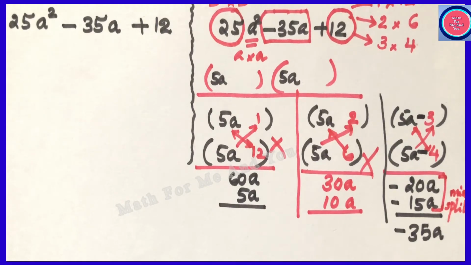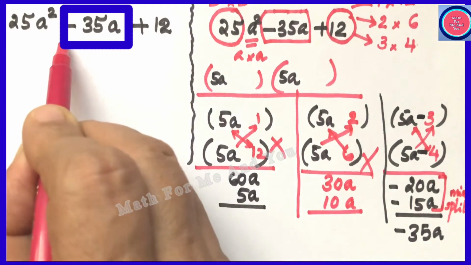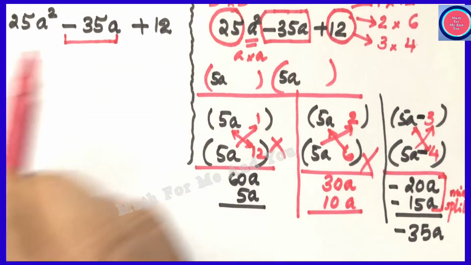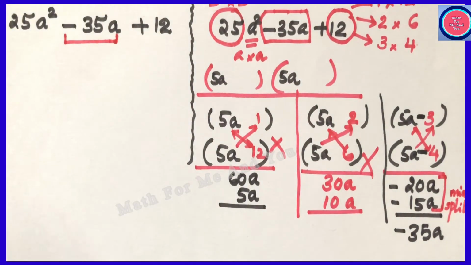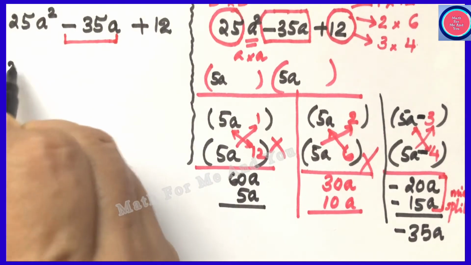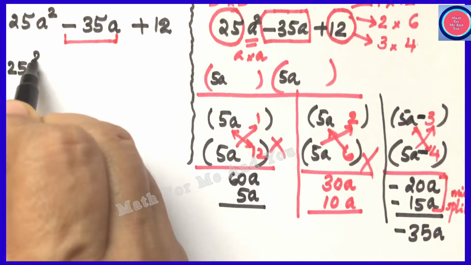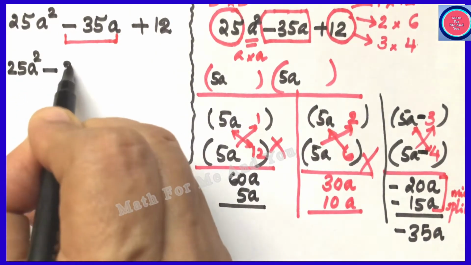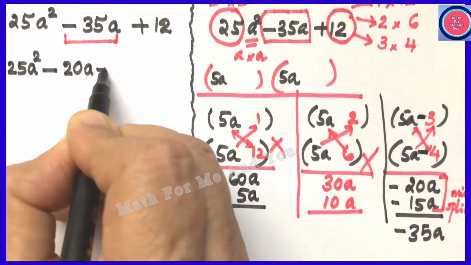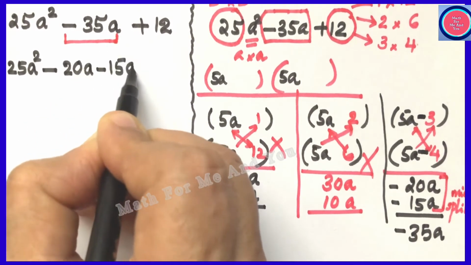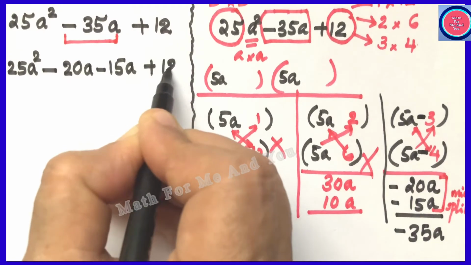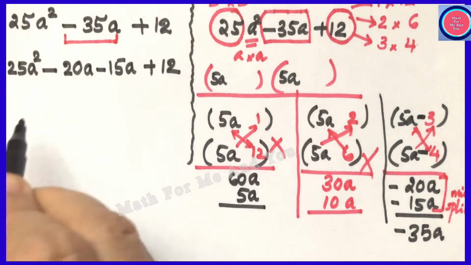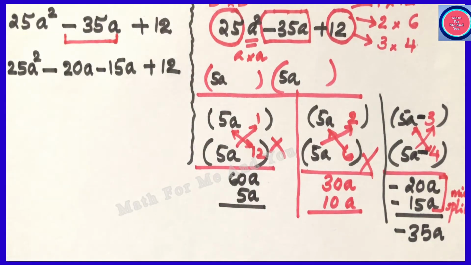Come back to the question. The middle term is minus 35a. Now we have an idea how to split the middle term, and also we know what will be the factors. The first term will be same, 25a square. Then split the middle term as minus 20a minus 15a. Last term we write same as it is, plus 12. Connect the first two terms and the last two terms.